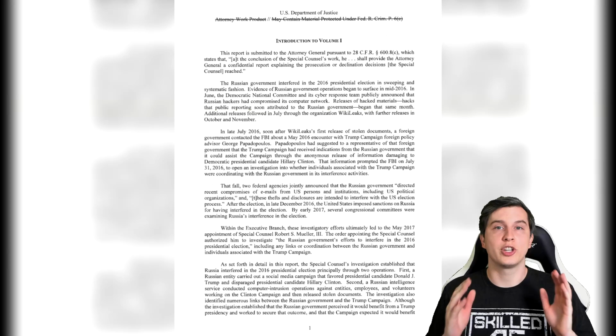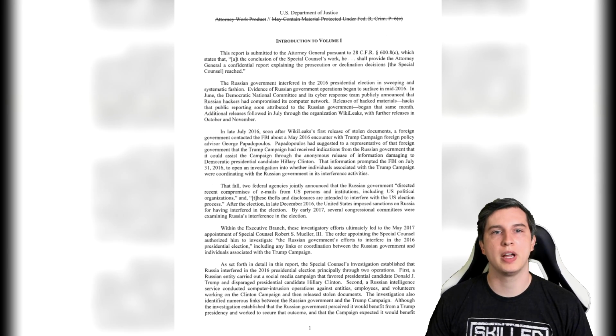So let's get started. Section 1 of the report talks about the Russian election interference in 2016 and any coordination they had with the Trump campaign. The first 65 pages or so of the report are just about Russian interference in the 2016 election and do not involve Trump or the Trump campaign in any capacity.